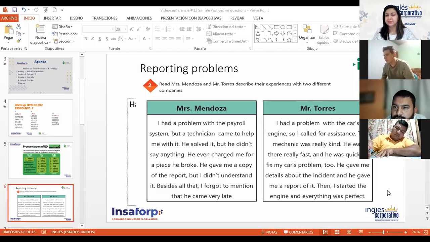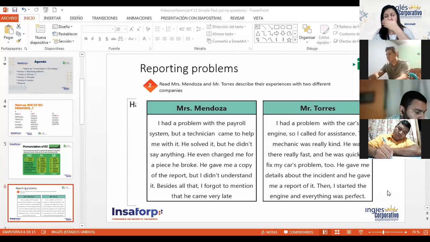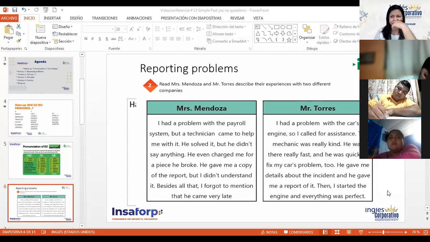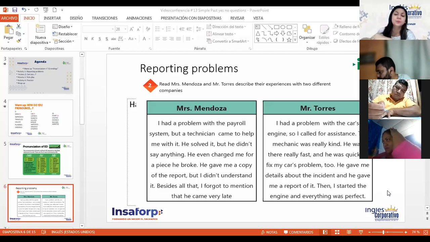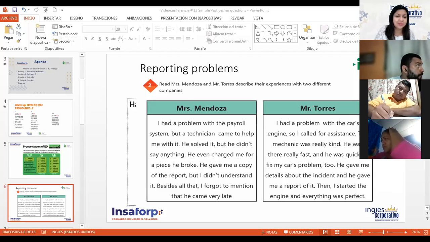How was he? And how did he solve Mr. Torres' problem? The mechanic was really kind. And he also repaired the car very fast. Yeah, and he was very punctual, different from the other person who came late, right? Yes. Very good. So he could solve the problem too. He also explained what the incident was. He gave a report, he explained to Mr. Torres. Okay, very good.